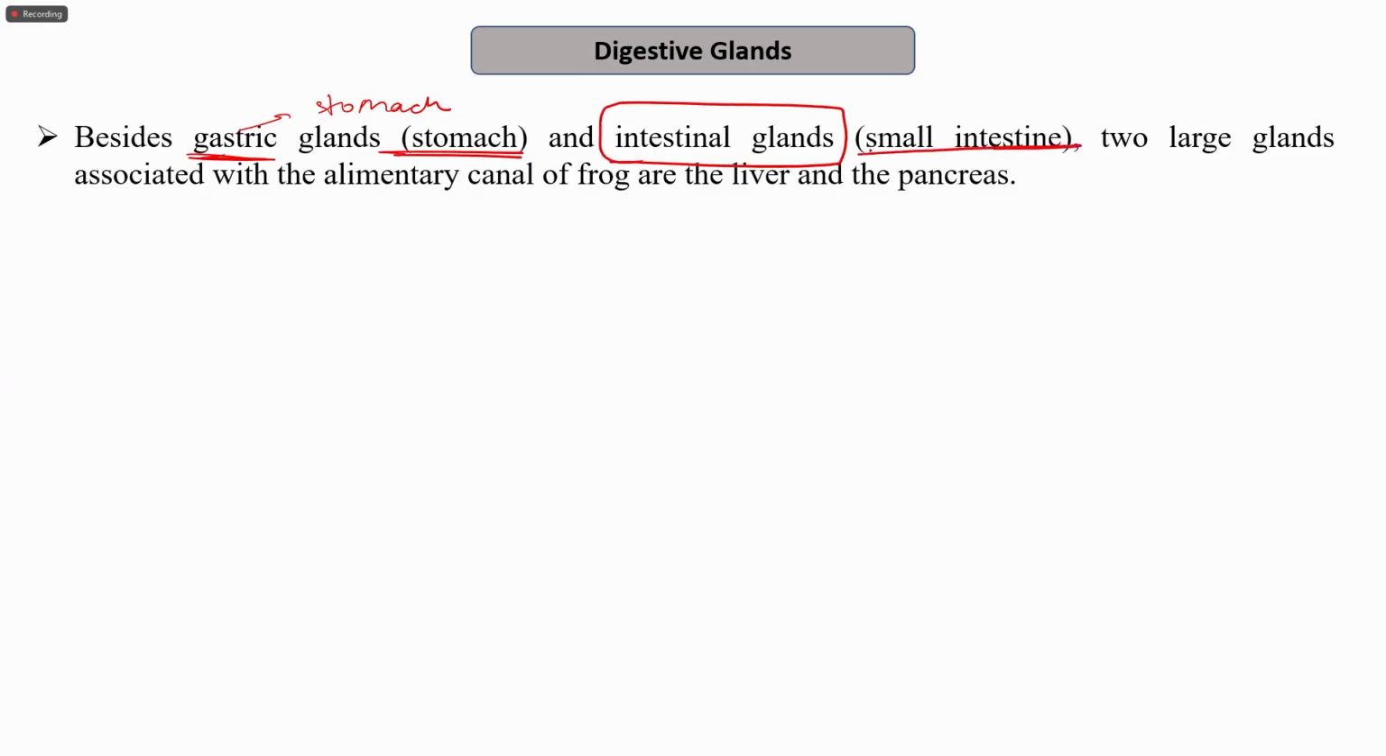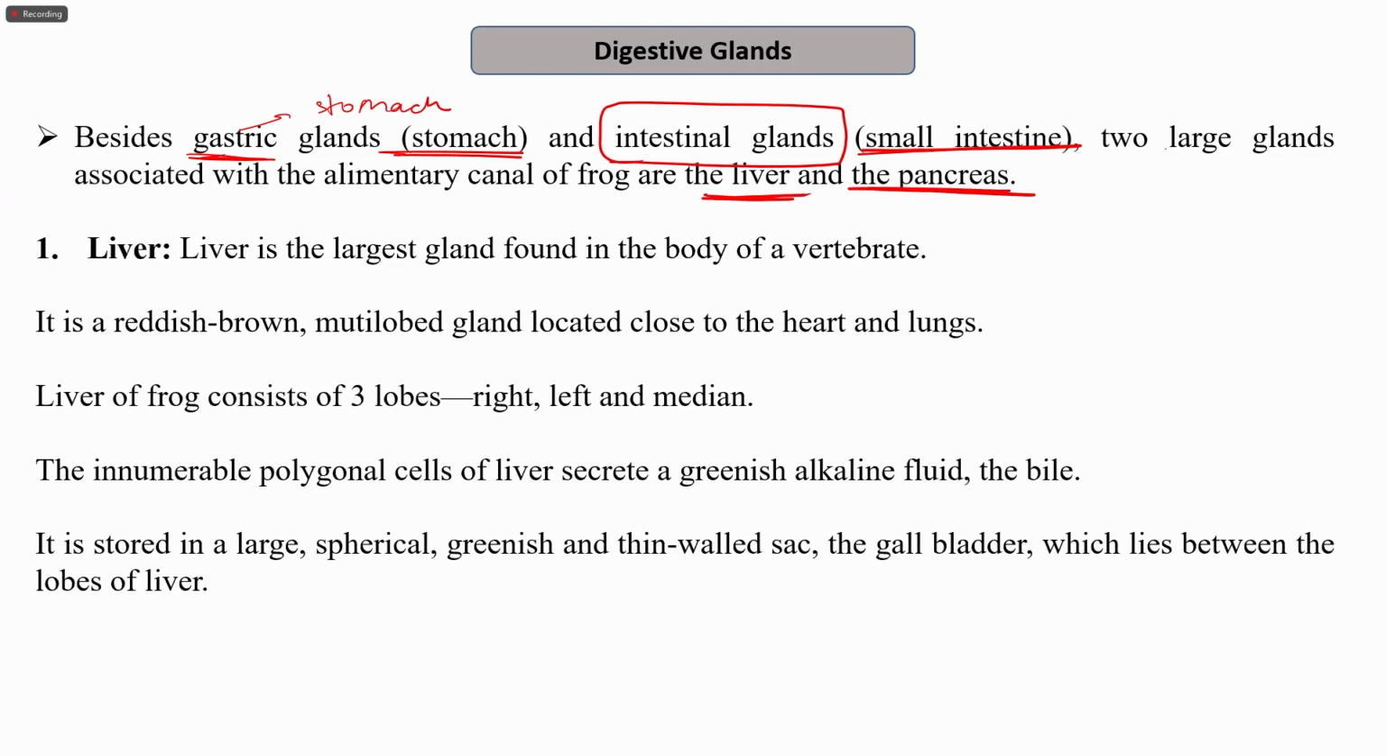These intestinal glands are present in the small intestine. Two large glands associated with the alimentary canal of frog are the liver and the pancreas. Liver is the largest gland found in the body of vertebrates.